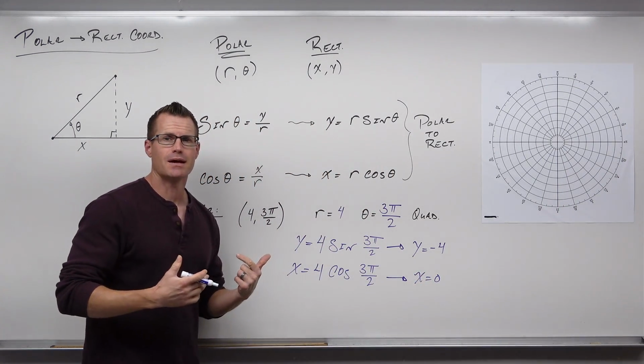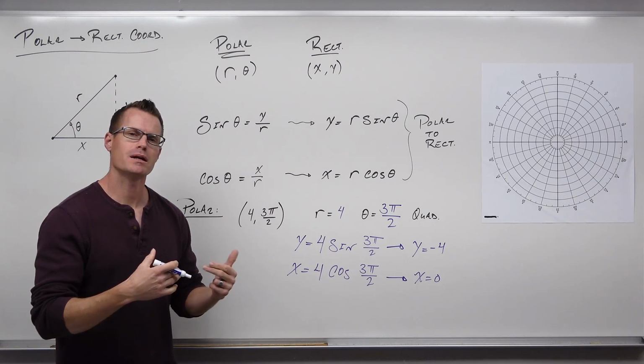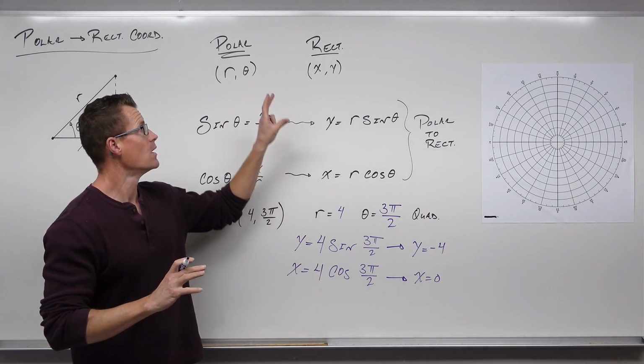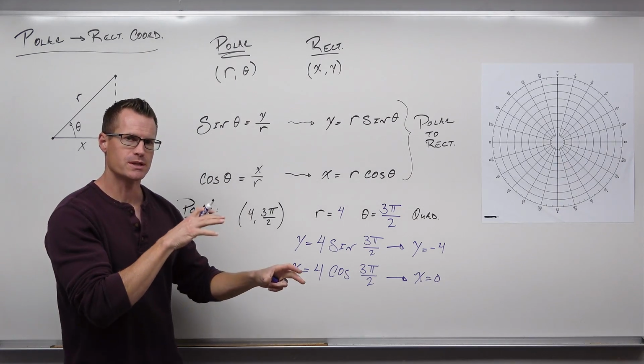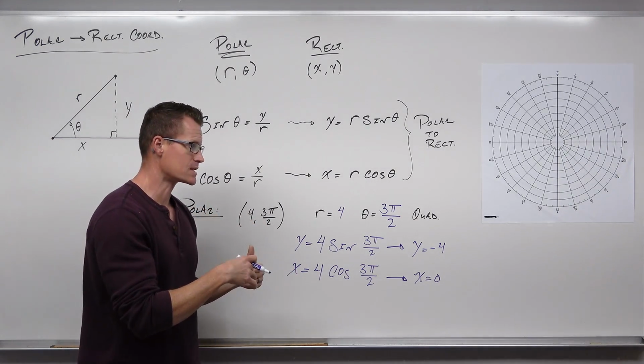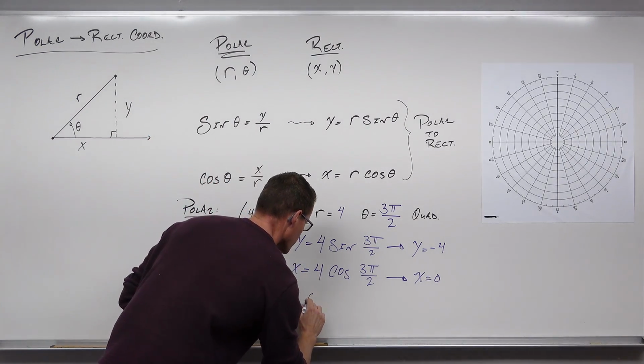If we put that together, just make sure you do it in the right order. It's not -4, 0, it's 0, -4. Remember, we're converting from polar, which is always r theta, into rectangular, which always is xy. So this is 0, -4.